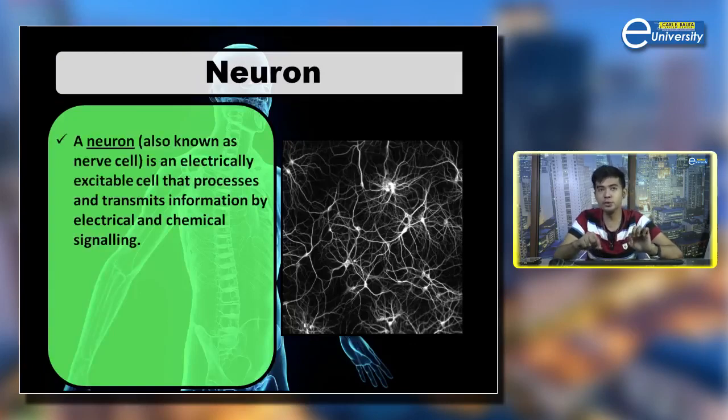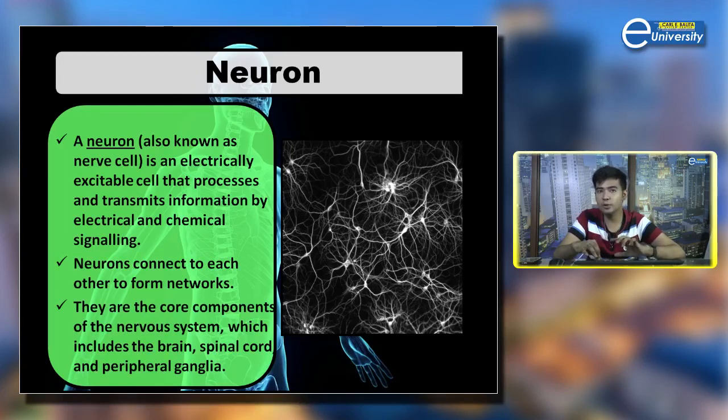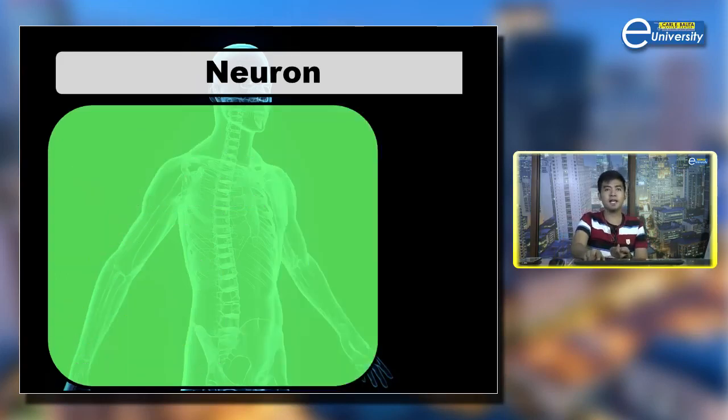So let's start with the neuron. A neuron is also known as a nerve cell. It is an electrically excited cell that processes and transmits information by electrical and chemical signaling. Neurons connect to each other to form networks, and they are core components of the nervous system, which includes the brain, spinal cord, and the peripheral ganglia.